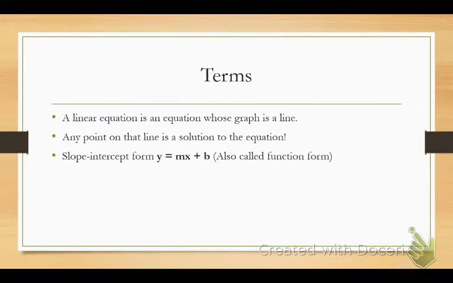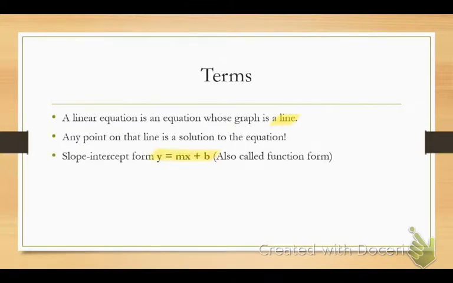All right, the first one you need to know is that a linear equation is an equation whose graph is a line. It's a straight line. That's what it means by linear equation. All right, so that's kind of where that comes from. Any point on that line is a solution to the equation. So you're going to see what we're talking about here in just a second. But this is really important. Make sure you get this written down.